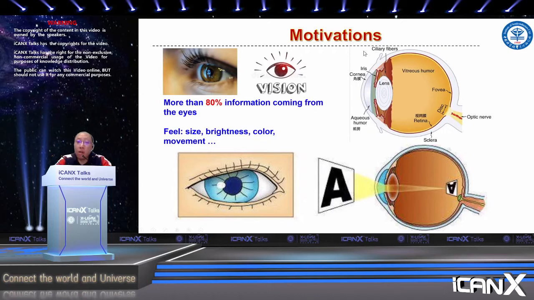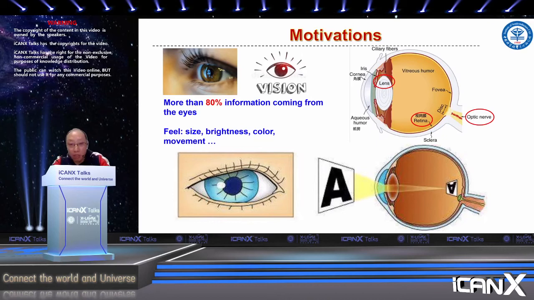In the right part, I show the structure of our eyes, which is composed of different functions. Among these, the most important three are the lens, the retina, and the optical nerves. Below this slide, I show what we can see of the world. I show a letter A. Our eyes see this letter and form an image on the retina. This image is transferred by the optical nerve to our brain, and our brain then remembers this image.